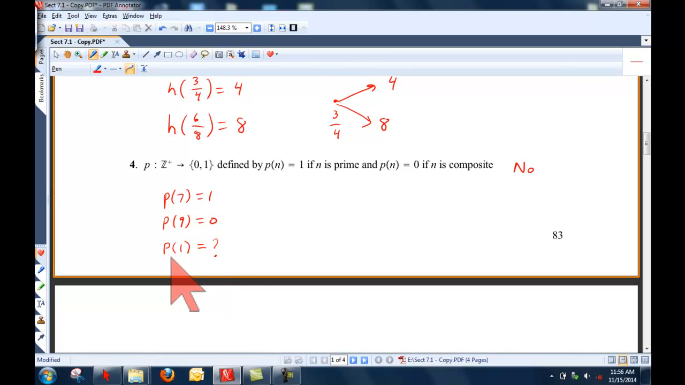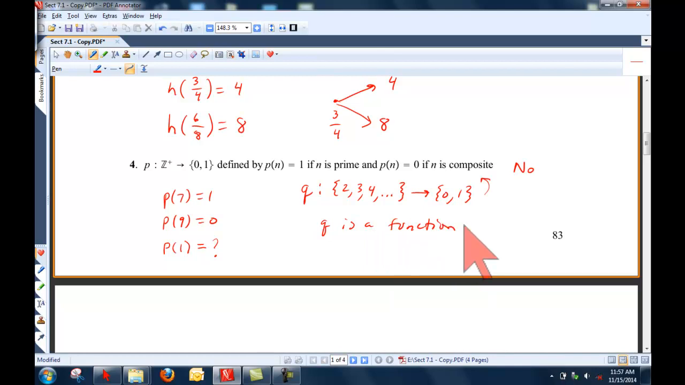Well, you're saying maybe that it almost works, right? And so if I were to define Q from the set {2, 3, 4, and so on}, all the rest of the positive integers, to {0, 1}, in the same way. So I won't write it, but Q of n is 1 if the integer is prime, Q of n is 0 if the integer is composite. And Q is a function.